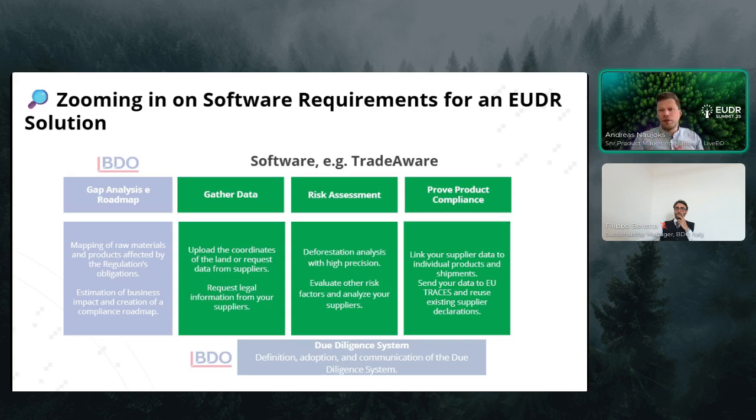All of this, in theory, you could do without software. Basically, you can call your supplier, get the data via fax and copy it into an Excel sheet. But of course, software makes it easier to get EUDR compliance implemented in your organization at scale.